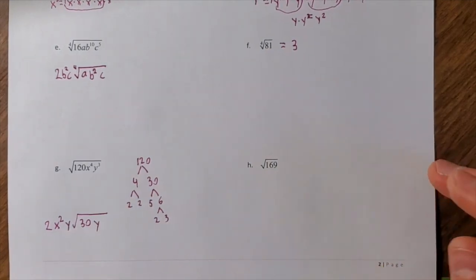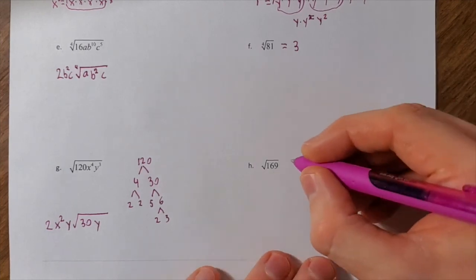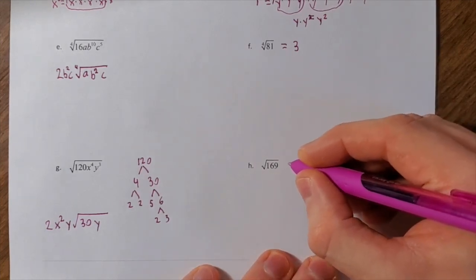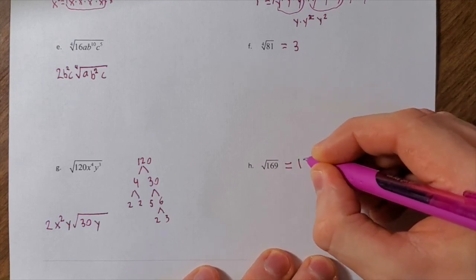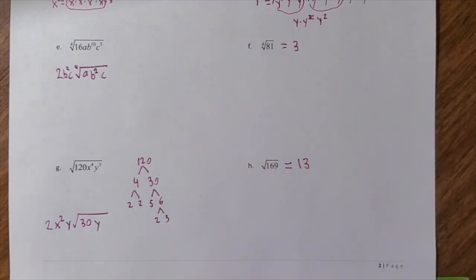Last up, we've got 169, which is actually a perfect square. 169 is equal to 13 times 13, so the square root of 169 is just 13.